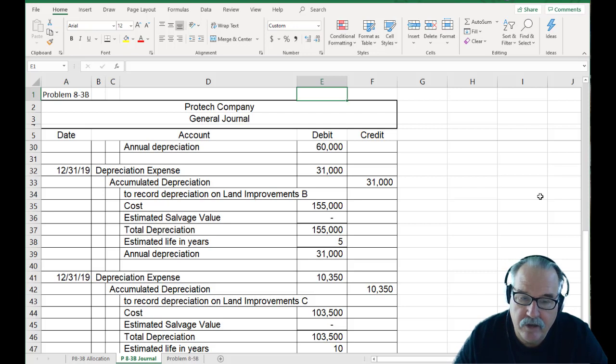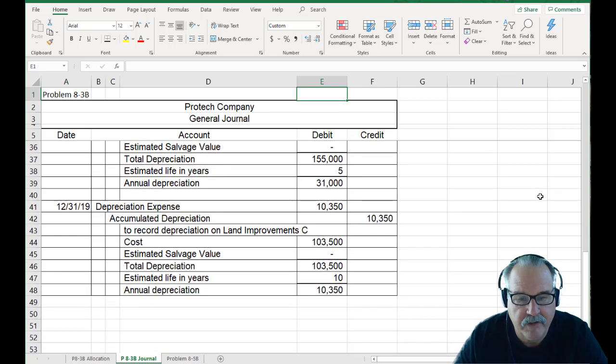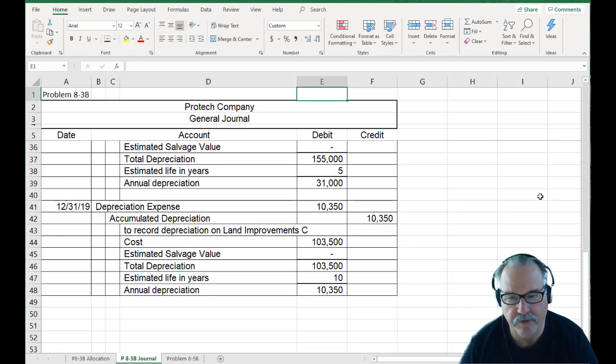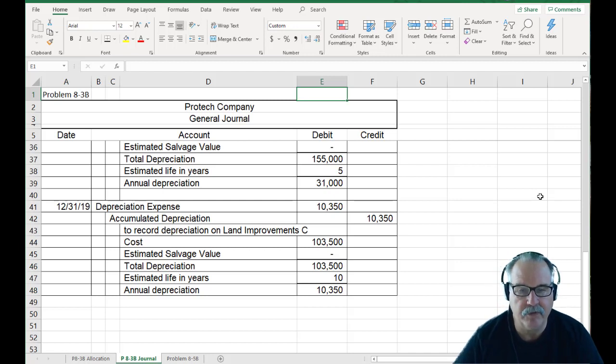I went ahead and I included the estimated salvage value in there just to show somebody that salvage value is 0. Not essential to do that, but I like to do it just so that somebody doesn't come back and say, hey, what about the salvage value? And then on the land improvement C was 10,350, and this was a 10-year useful life.